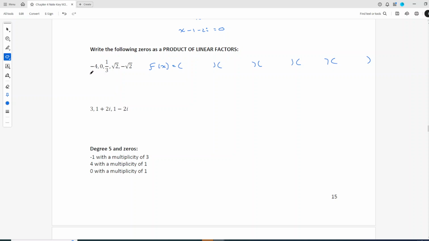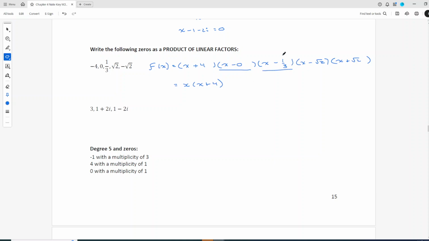So again, you can treat them as x equals and then bring everything over, or you can go x minus 4, x minus 0. I've got that x minus 1/3. I've got that x minus root 2, and I've got an x plus root 2. And then we're going to fix this. So the first thing I'm going to fix is the fact that we've got this x minus 0. That's going to end up as just an x, and I'm always going to write it first. So now I've got x times x plus 4.